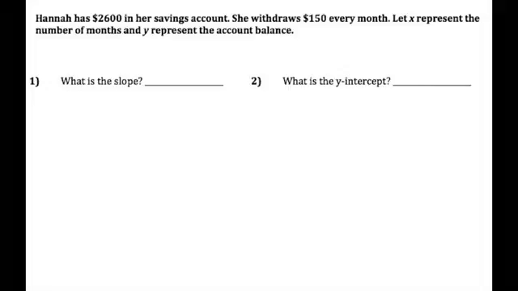Okay, Hannah has $2,600 in her savings account. She withdraws $150 every month. Let X represent the number of months and Y represent the account balance. I'm going to give you guys a minute to think about this. What is the slope and what is the y-intercept? Because I'm asking for the slope and y-intercept, we're going to be thinking about y equals mx plus b, slope-intercept form. So take a minute and think about what is her y-intercept and what is her slope.